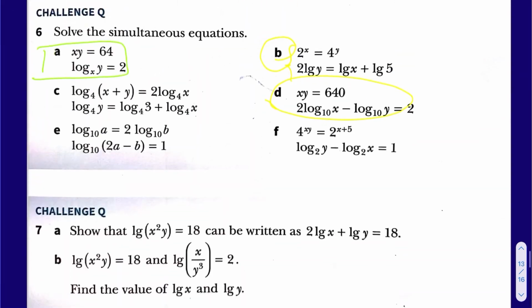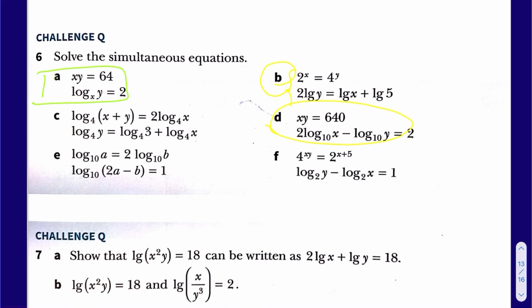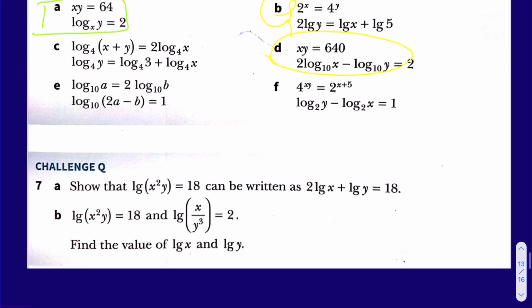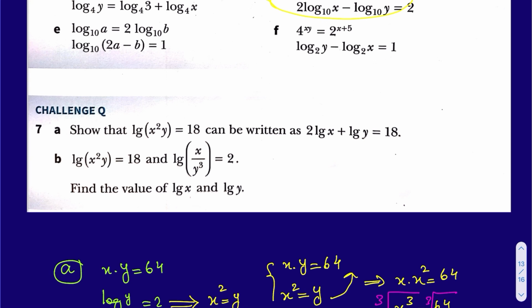We have solved now question number 6 from A to F. Now question number 7 says show log x to the power of 2 times y to base 10 is equal to 18. This can be written as here 2 log x plus log y is equal to 18. This is part A. Part B, we need to find the value of log x and log y. So here is not anymore finding the value of x and y. We need to find the value of log x and log y.